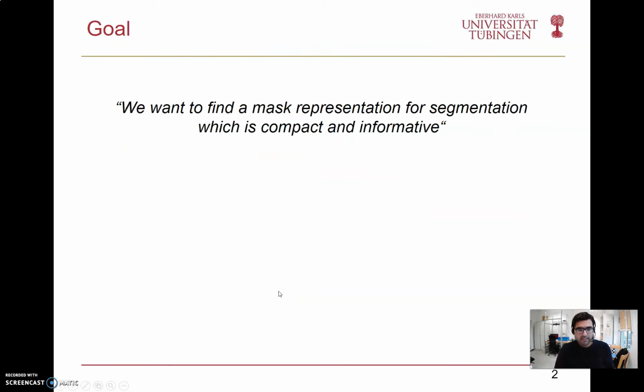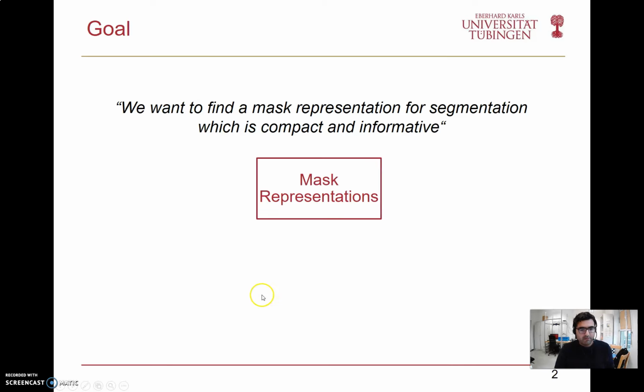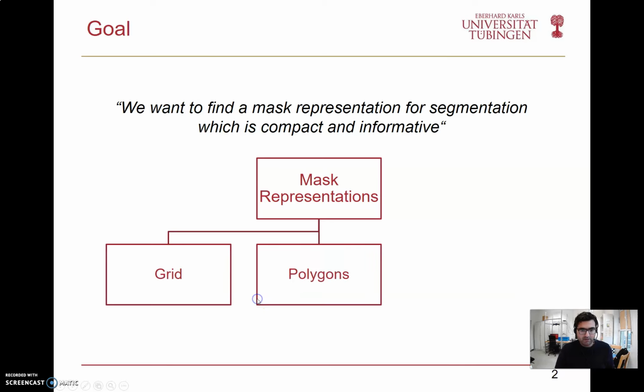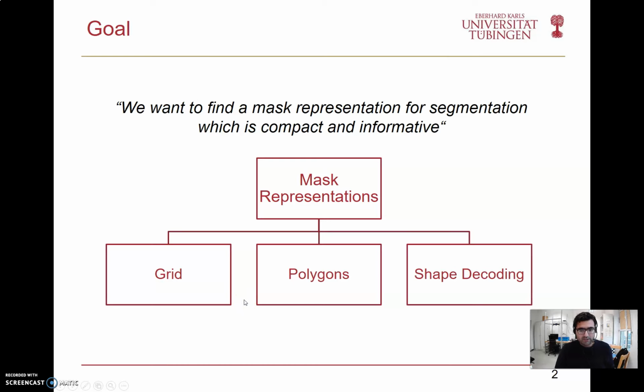Our goal is to find a mask representation for segmentation which is compact and informative. There are different ways to represent masks. For example, using grids. You can also represent with polygons. And you can use shape decoding to represent or to decode a mask.